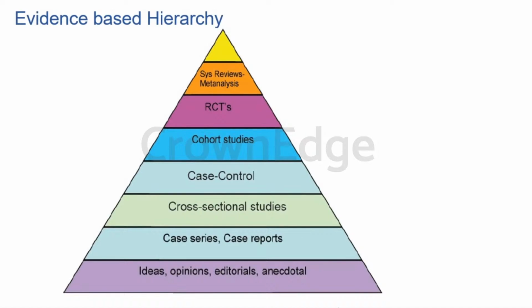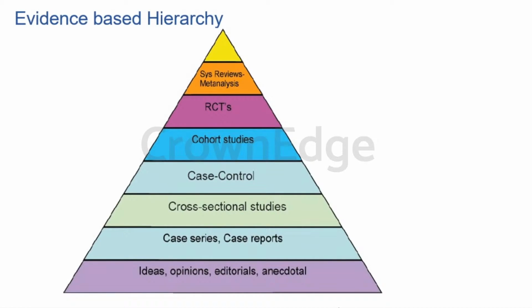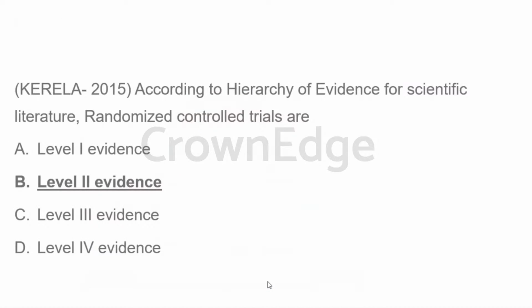I am showing you this because there was a question asked: according to the hierarchy of evidence for scientific literature, randomized control trials are level 1, 2, 3, or 4? The evidence level of randomized control trials is level 2. Level 1 is systematic reviews and meta analyses, level 2 is randomized control trials, level 3 is cohort studies, level 4 is case control studies, level 5 is cross sectional studies, level 6 is case reports, and at the bottom, level 7 is ideas, opinions, editorials and anecdotes.